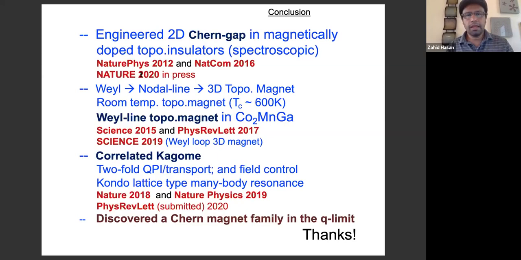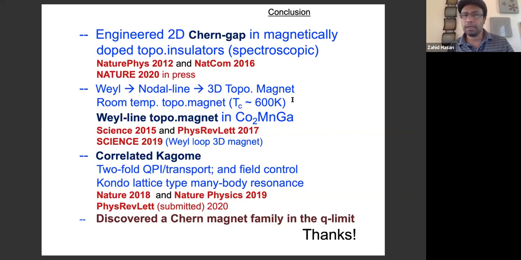And then again, with the knowledge gained from 3D topological insulators applied to Dirac and Weyl nodal line materials, we could apply this knowledge to find a 3D magnet with topological band structure. And moreover, the one I showed is already a room temperature topological magnet.